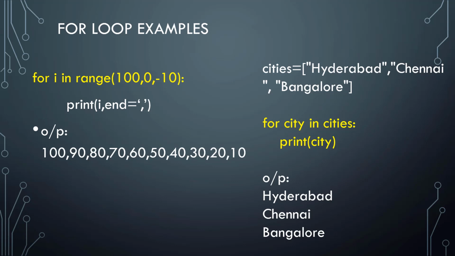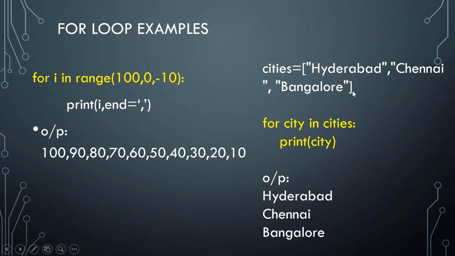So cities is a list variable in which we have three strings. Simple. And in for city in cities, city is a variable name. We can say x also or i, no problem. For i in cities or city in cities. Cities is the list variable. So every city will come and be stored in the city variable and will be printed on the screen. Like that, we can print all the cities. So the output will be like this. Let me show you this example.